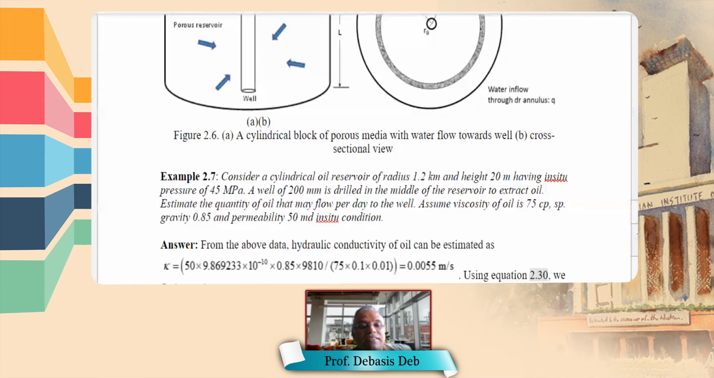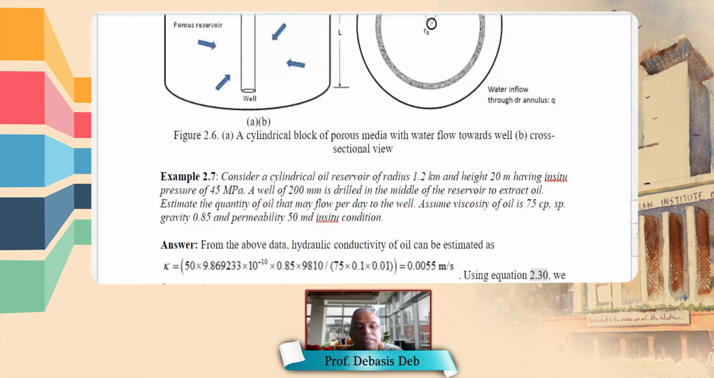So what is given here? The cylindrical oil reservoir of radius 1.2 kilometer. Okay. And the height is 20 meter. So your L is given as 20 meter and RA is given as 1.2 kilometer. You got that? And in situ pressure of 45. That means the pressure difference of 45 is already given.